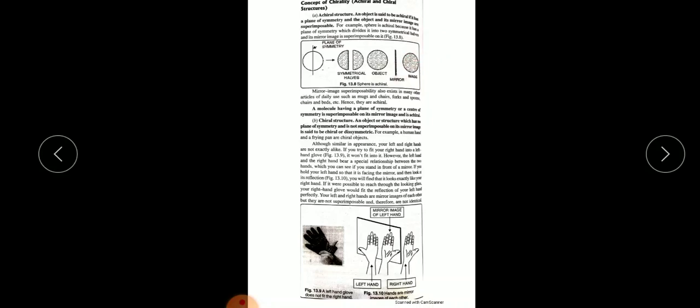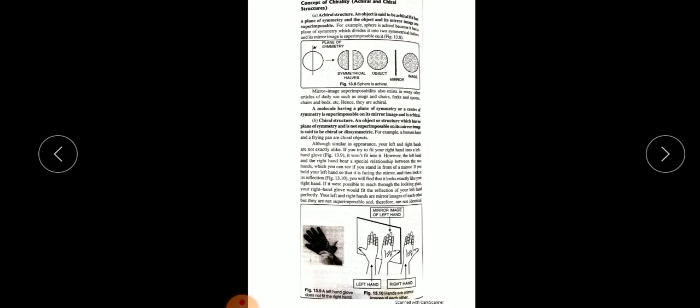Such a compound, where the mirror image is the same as the object, we say has a plane of symmetry. An object is said to be achiral if it has a plane of symmetry and the object and its mirror image are superimposable. Superimposable means exactly the same. If you place one above the other, it will exactly match.